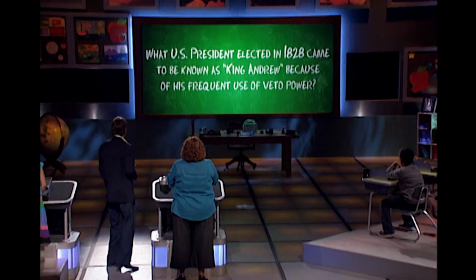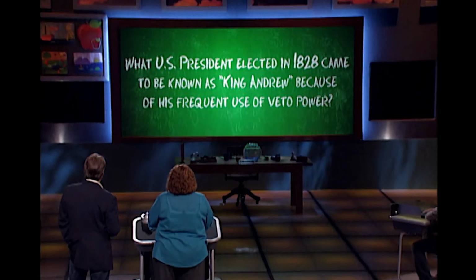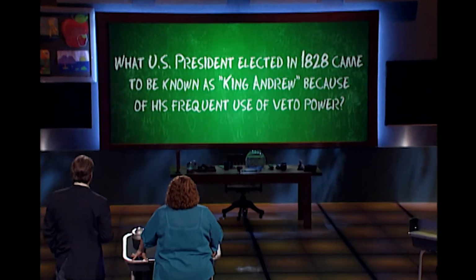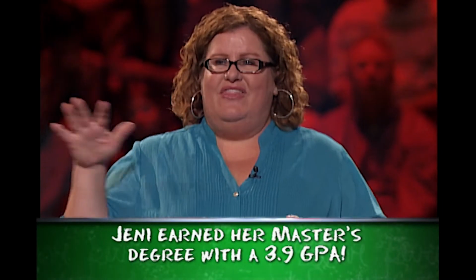The fourth grade U.S. history question is, what U.S. president elected in 1828 came to be known as King Andrew because of his frequent use of veto power? Taylor has locked in her answer. So the only president that I can think of in that time frame named Andrew is Andrew Jackson, because he was an early president. Okay. I think I'm gonna go with Andrew Jackson. I'm locking it in.